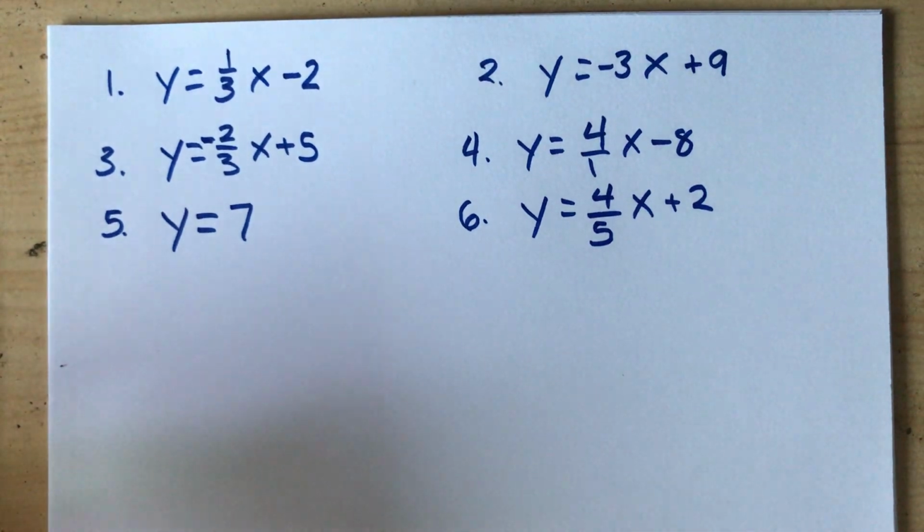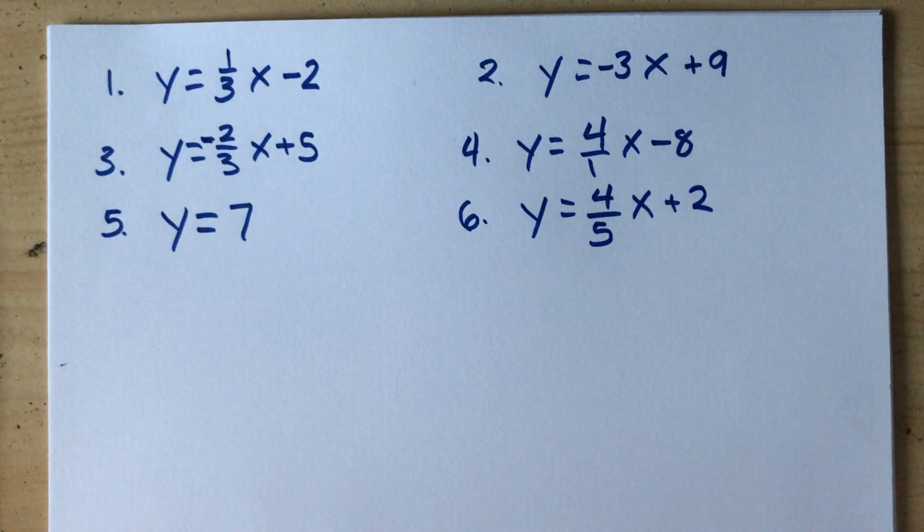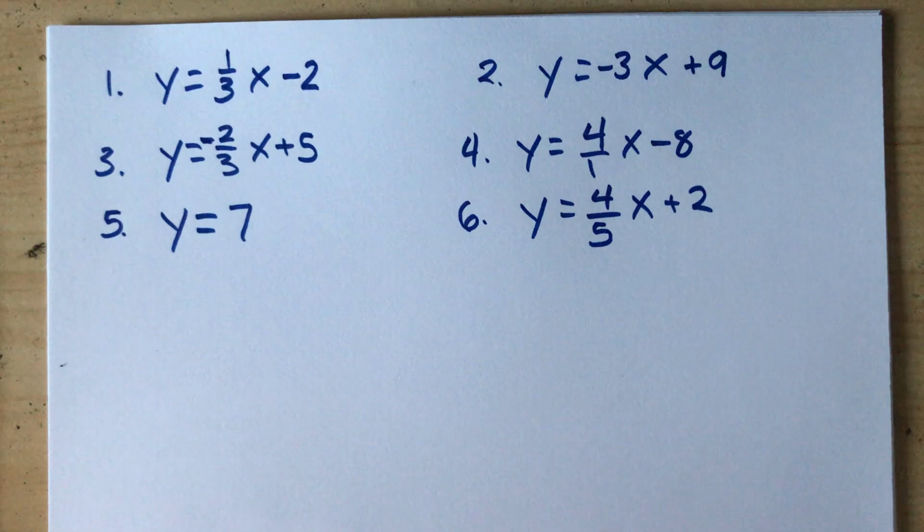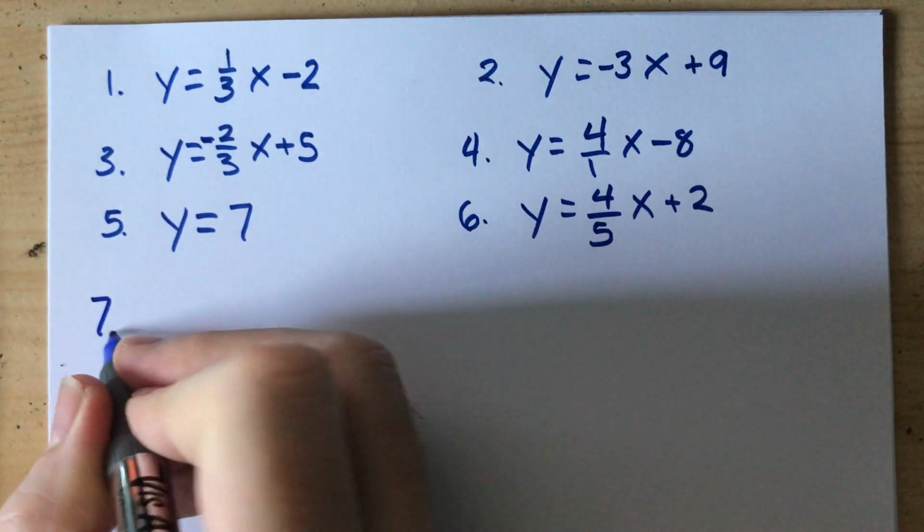All right, there will be 2 of number 7, 8, 9, and 10. So there's doubles of these on the test. So you have 2 like this.